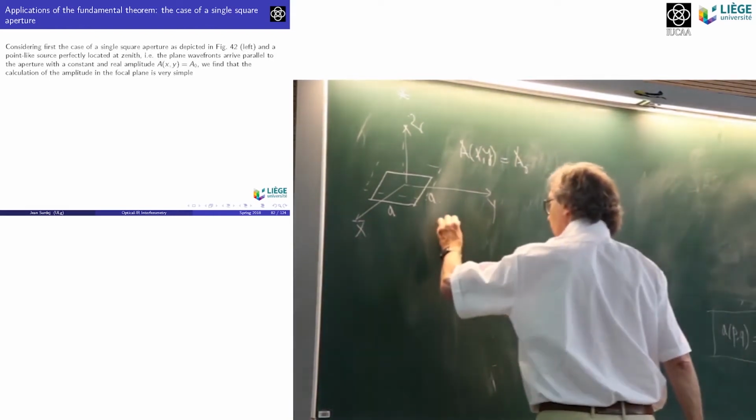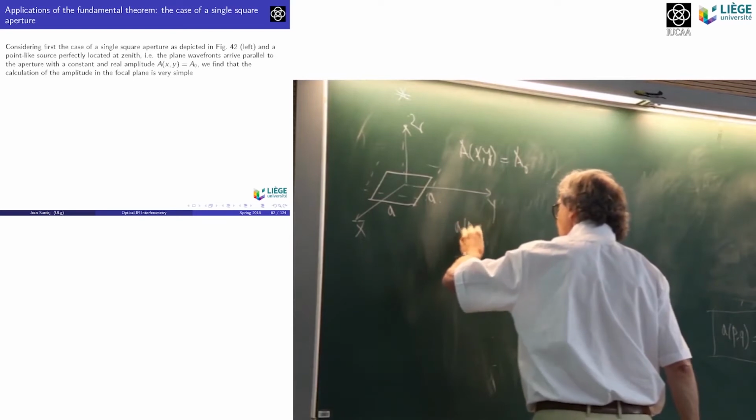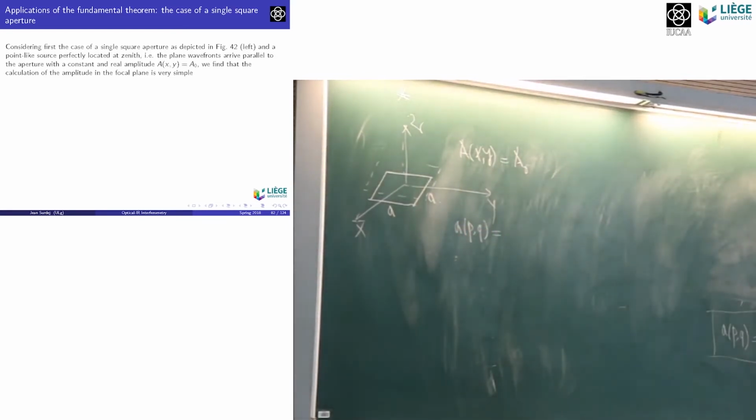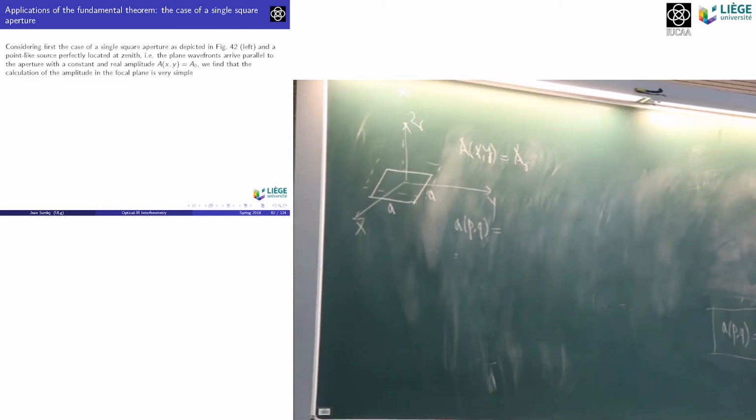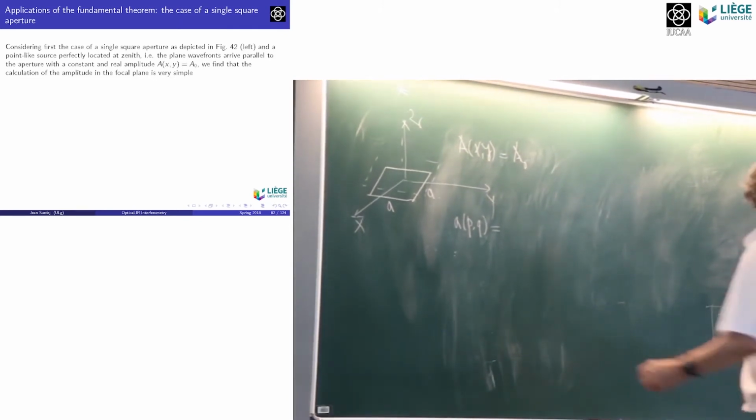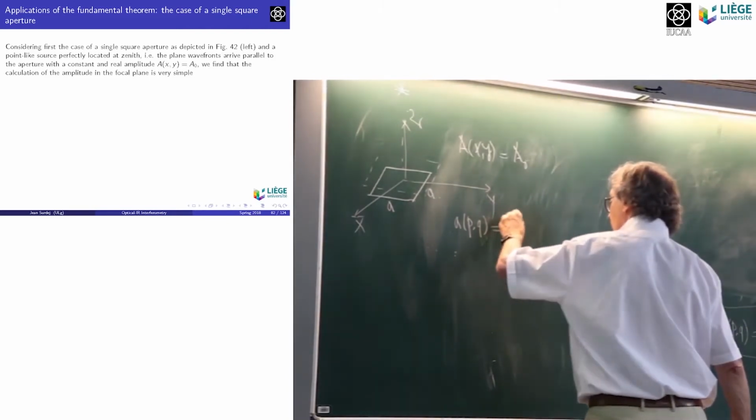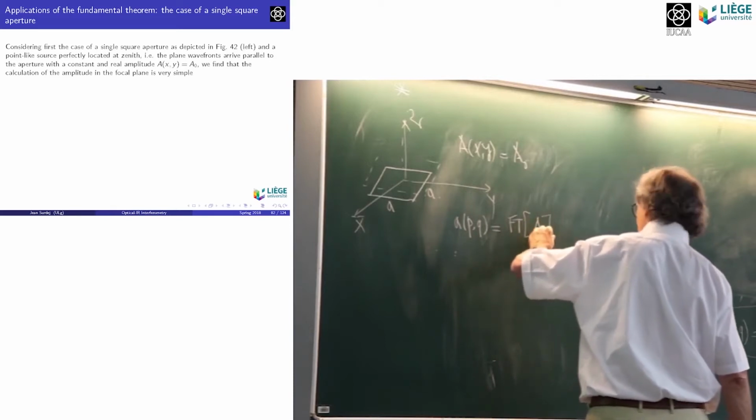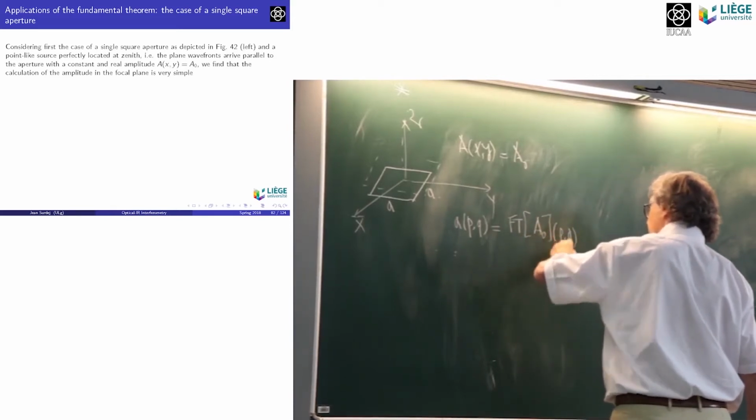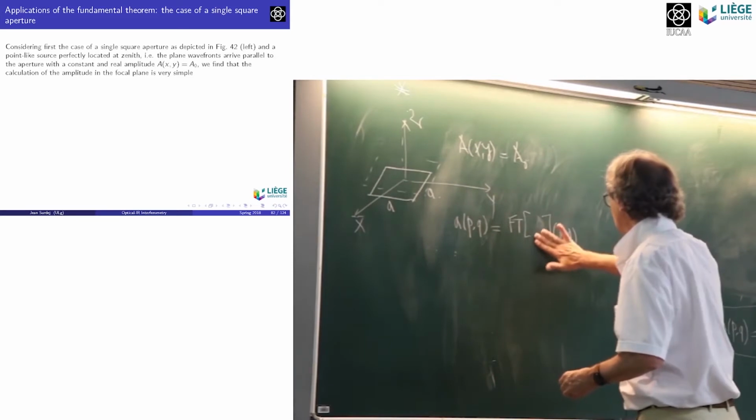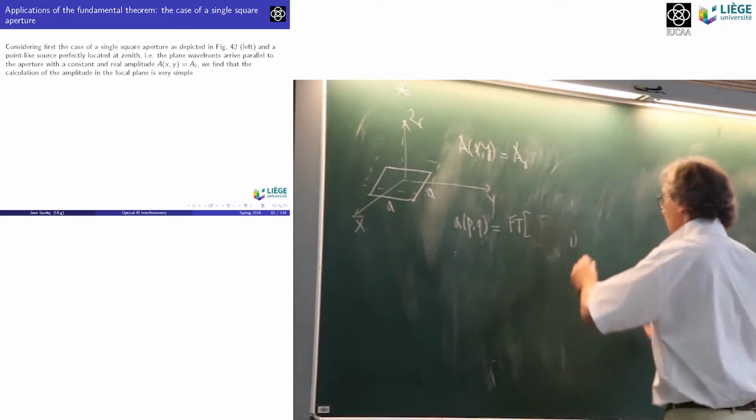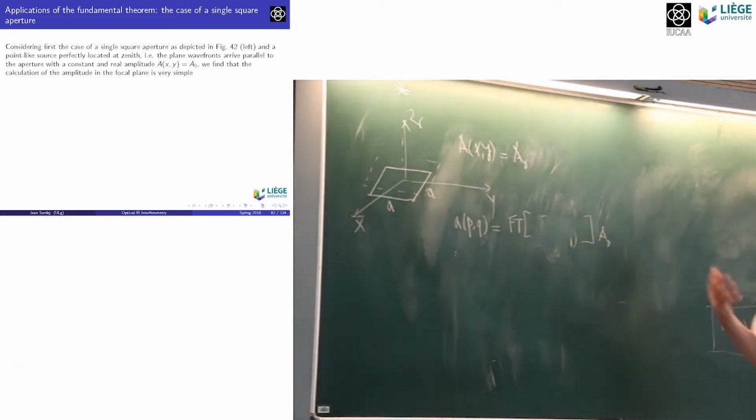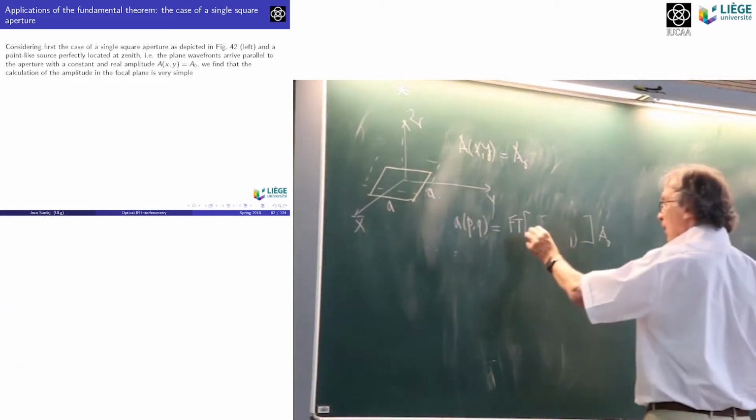What is the distribution of the complex amplitude in the focal plane of an instrument, a telescope, which has a square shape? Well, it's the Fourier transform of A0 as a function of PQ. Okay, but A0 can just go away from the Fourier transform. And here, what should I write?